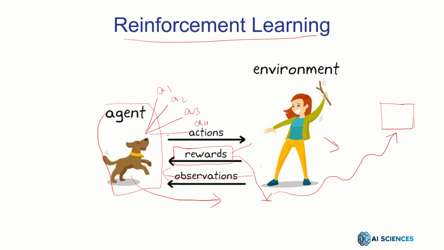As the agent plays more and more games, the policy or the planning becomes more and more concrete, to go towards the goal. So this kind of learning is called reinforcement learning.